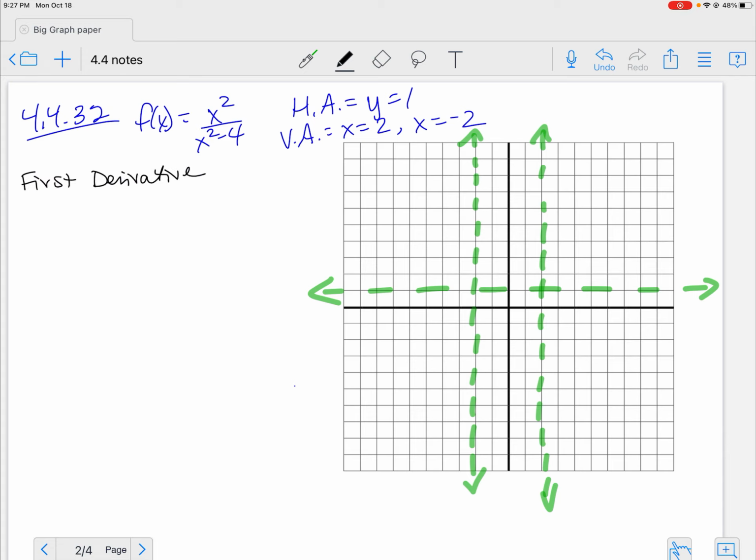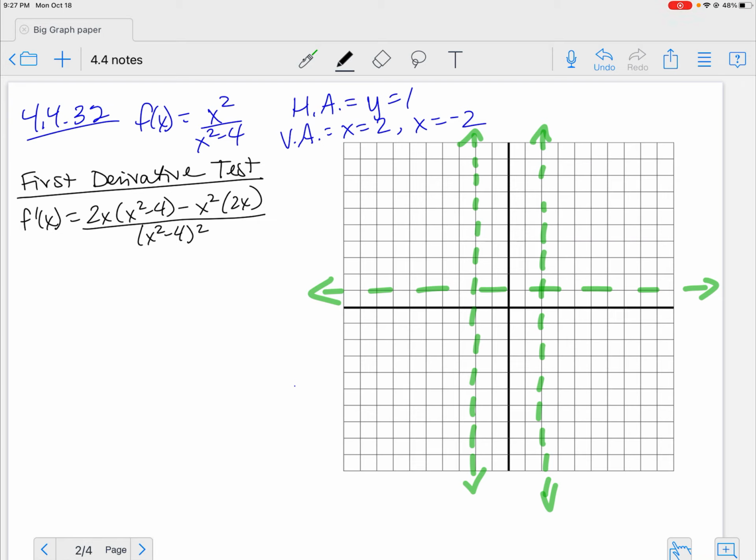So, in order to have a first derivative test, you have to take a first derivative. So, let's do it right now. F prime of x, I've got the quotient rule. So the derivative of the top times the bottom minus the top times the derivative of the bottom all over the bottom squared.